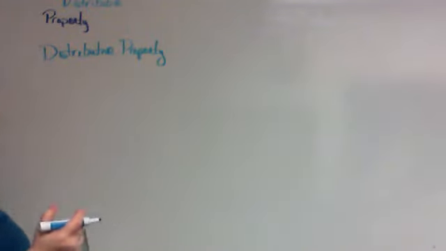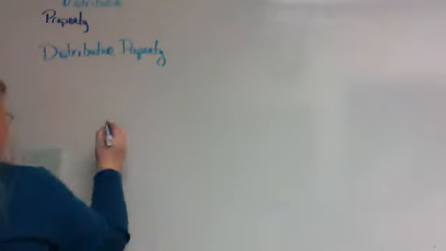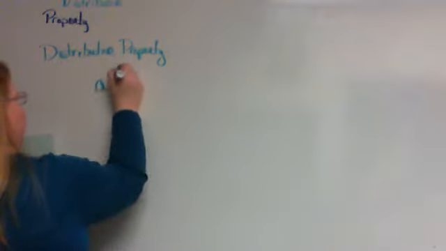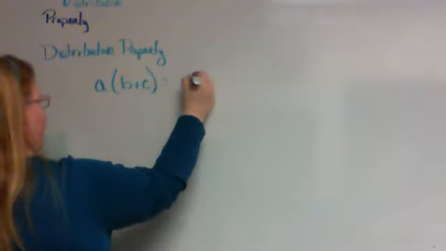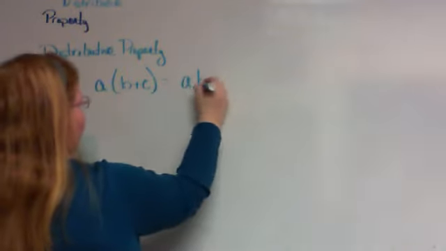Where you distribute something. To distribute something means you pass it out. Give some to everybody. So if I have A and I want to distribute to B plus C, then I have to give some of A to everybody.